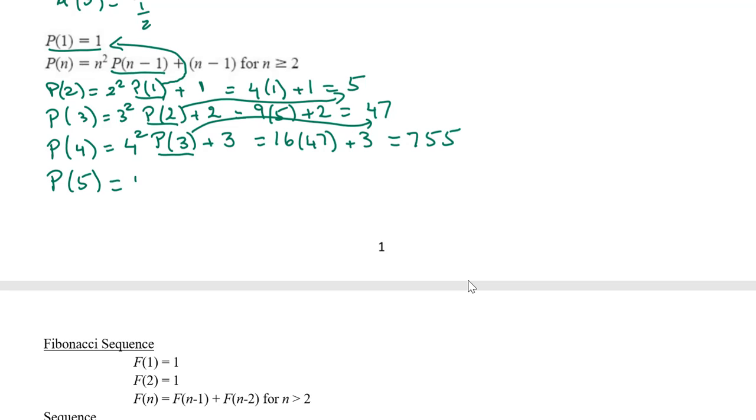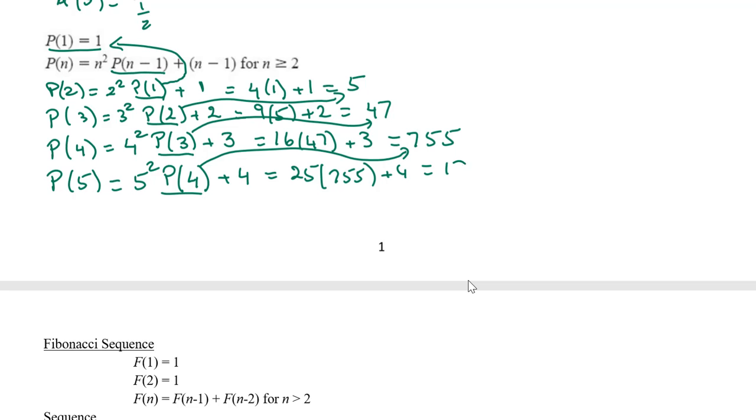P5 is 5 squared times P of 5 minus 1, P4, plus 5 minus 1, which is 4. So again 25, use the previous one, plus 4, which is a big number, 18,879. So the first 5 in the sequence are 1, 5, 47, 755, and 18,879. As you see, some of the sequences grow faster recursively.